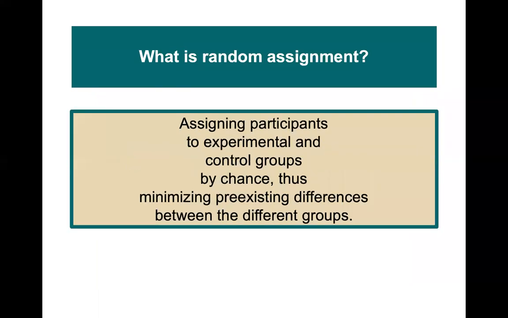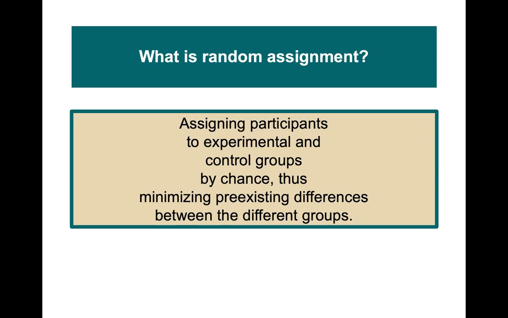What is random assignment? Assigning participants to experimental and control groups by chance, thus minimizing pre-existing differences between the different groups. Okay, so what does this mean? Let's think about that. Assigning participants to experimental and control groups by chance. So using something like a table of random numbers or even the flip of a coin. It has to be a chance whether or not people are going to end up being in the experimental versus the control group, because that is how you can minimize any sort of pre-existing differences between the experimental and control group.